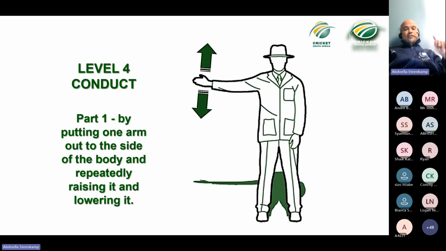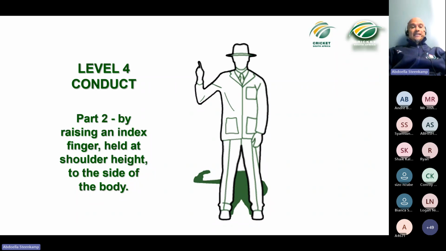If there's a level 4 conduct that happens, also 2 signals. The first signal is similar to level 3, arm next to the side of the body and lifting it up and down. And the second signal is raising an index finger at shoulder height. So now you can see the importance of why when you do give a batter out, your index finger should be raised above the head. According to the laws, it should be raised above the head.